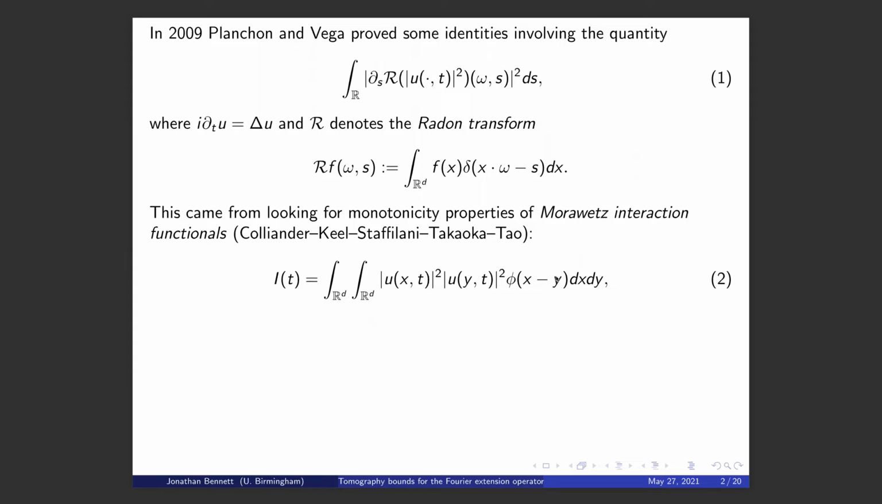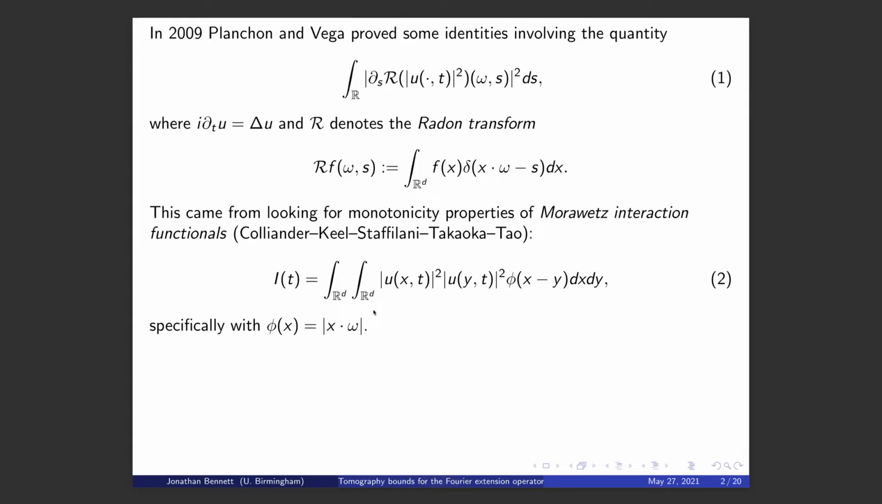Now, if phi is identically one, this of course is just the L2 norm, spatial L2 norm raised to a power, and so this is conserved. Now, what's interesting about these so-called Morawetz interaction functionals is that if you take phi to be other things, perhaps phi's which have some singularities in them, rather than having preservation of quantities like this, one finds monotonicity or more accurately convexity properties.